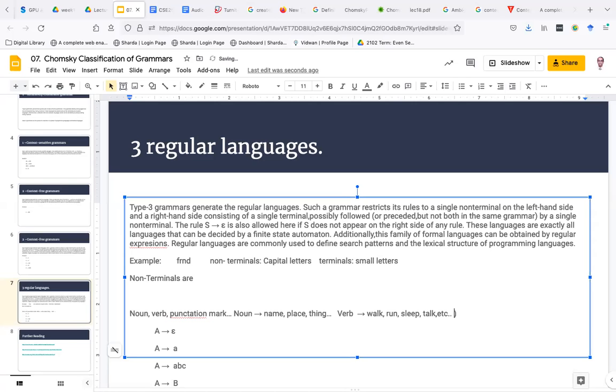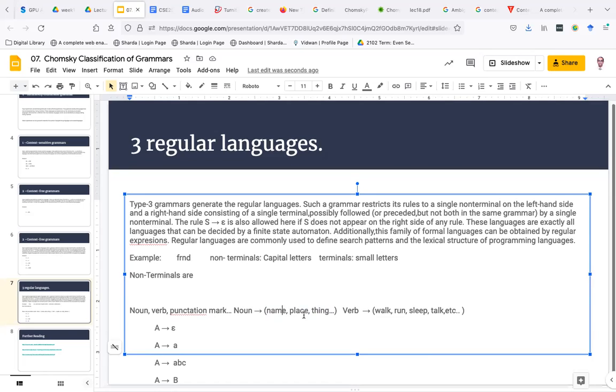So, is it making sense? This is how you create a set of terminals or non-terminals. So if I have to give an analogy to the natural languages that we use, English or Hindi, then this noun is the non-terminal, and these things, name, place, thing, are the terminals. Noun is the non-terminal and name, place, thing are the terminals. Left hand side is the non-terminal, right hand side is the terminal.